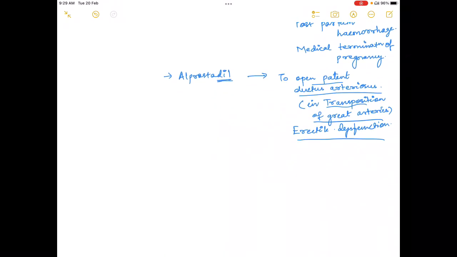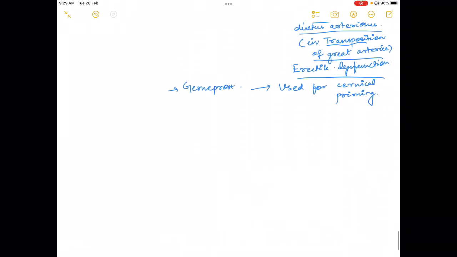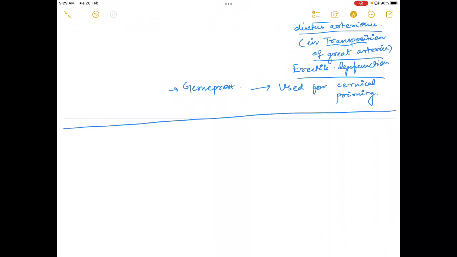Next, another drug is gemeprost. It is also another analog of PGE1. It is used for cervical priming. Okay, so PGE1 is over.